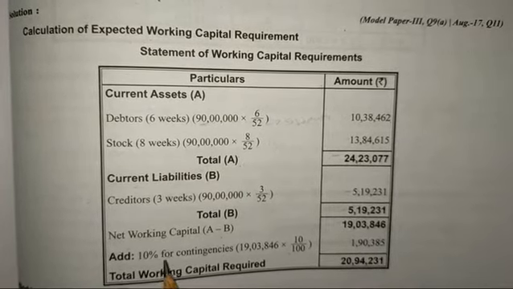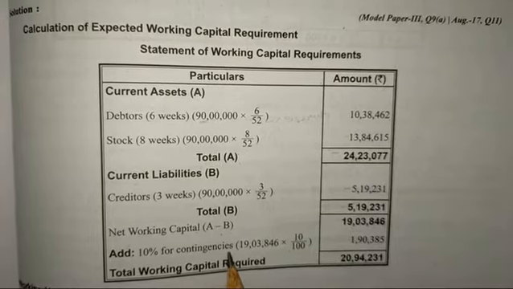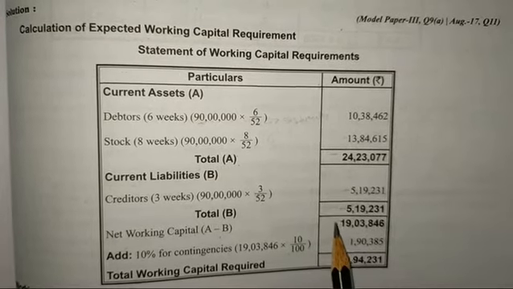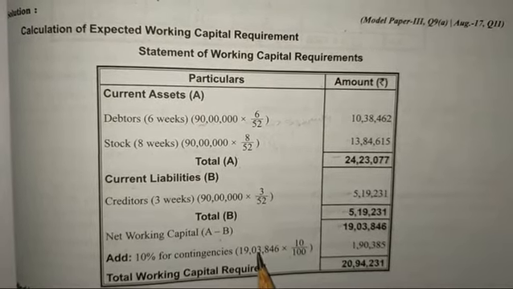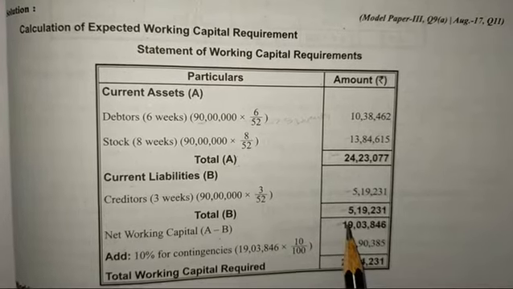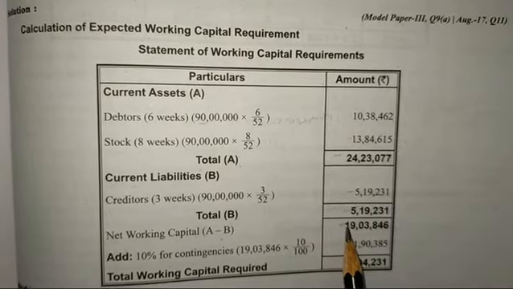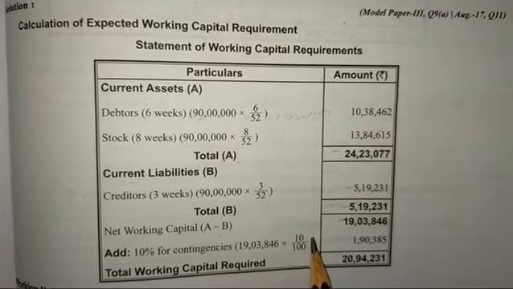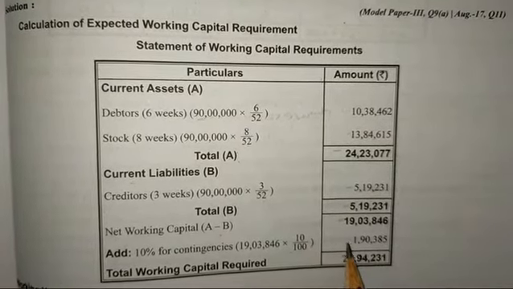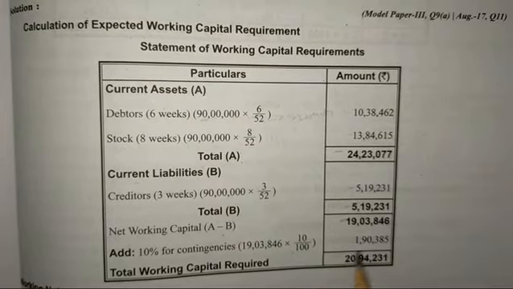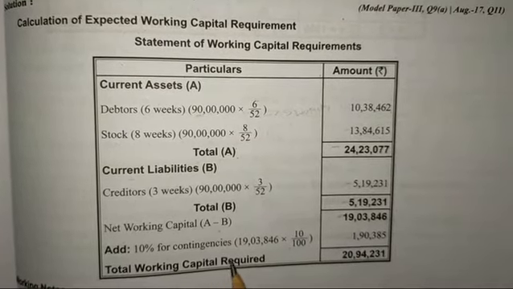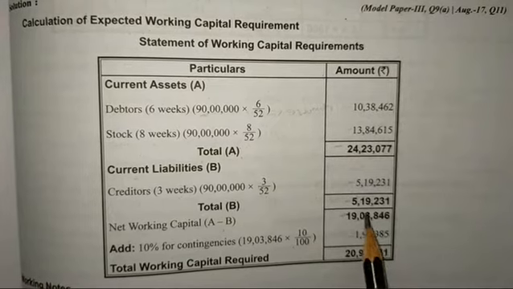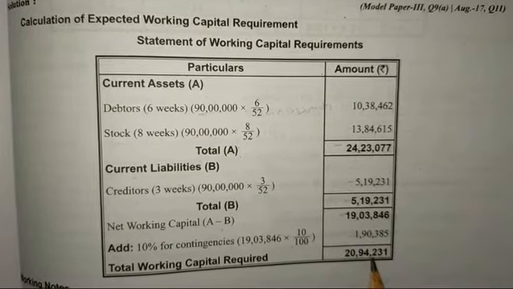Then we are adding 10% of contingencies. Over on this net working capital amount we have to find out 10%, and we have to add that. 10 by 100, we got this one, we have written. Then, as it has been added over here, it will become the total working capital required.